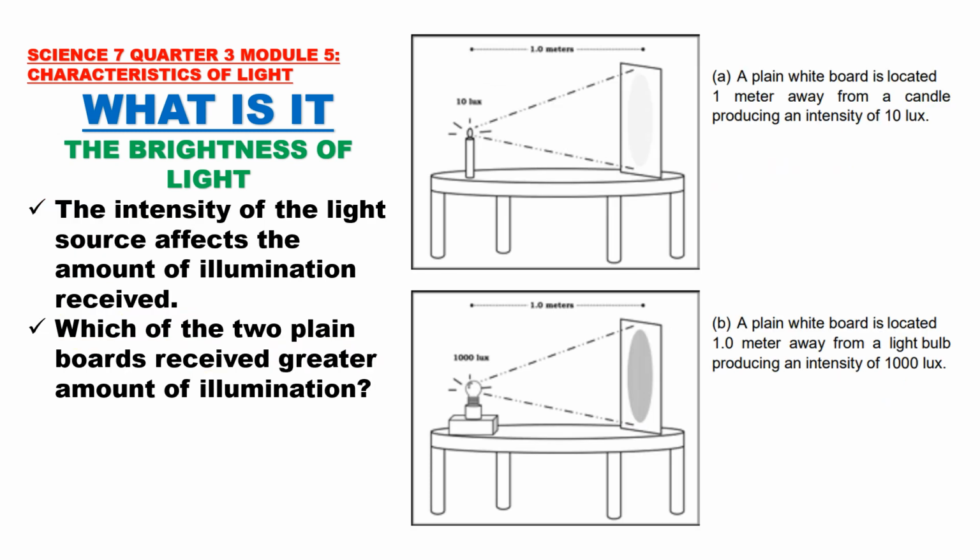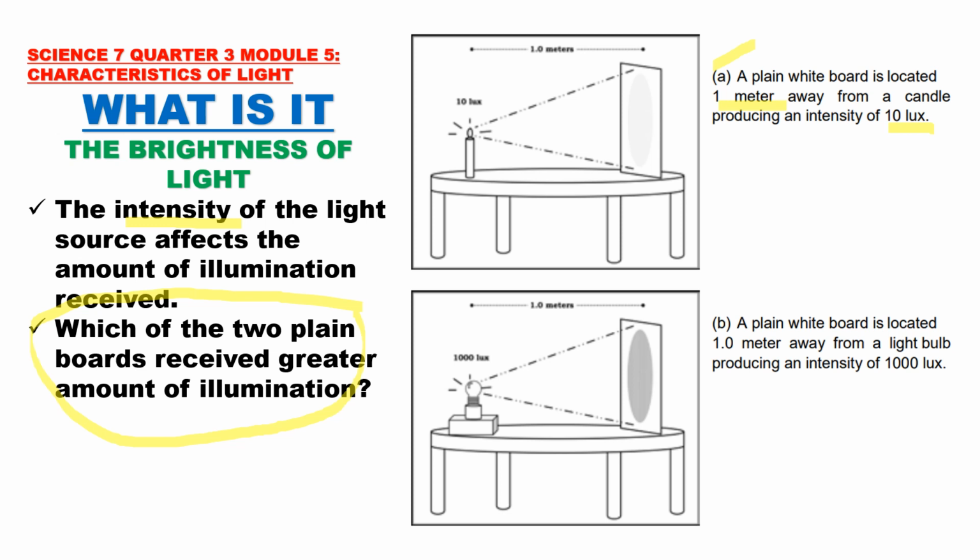The intensity of the light source affects the amount of illumination received. Which of the two plain boards receive greater amount of illumination? So to answer this question, let's take a look at our figures. So in letter A, we have a plain whiteboard located 1 meter away from a candle producing an intensity of 10 lux. So, dito sa figure letter A, our light source is a candle. Tapos, ang kanyang light intensity, 10 lux. The candle is located 1.0 meters away from a plain whiteboard.